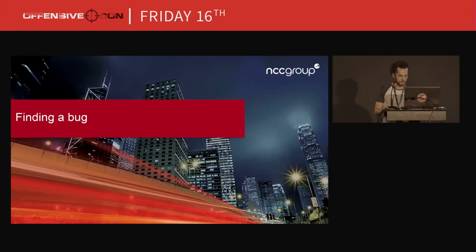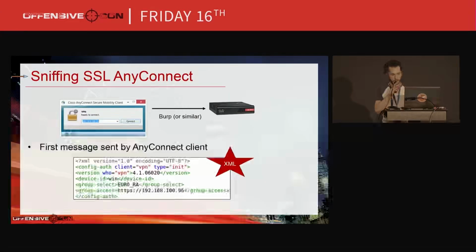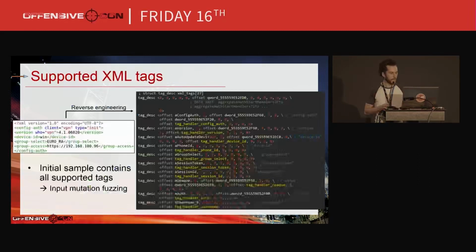So let's get started. How did I find the bug? Originally, I wanted to do some fuzzing, and I was like, we have AnyConnect, which is nice because it allows you to establish an SSL connection, and it's pre-auth, okay? I'm just going to look at the message pre-auth. So I used Burp, and I sniffed the first message, and I ended up with an XML packet, which has a bunch of fields, like the version of the client, but all we're interested in at the moment is XML.